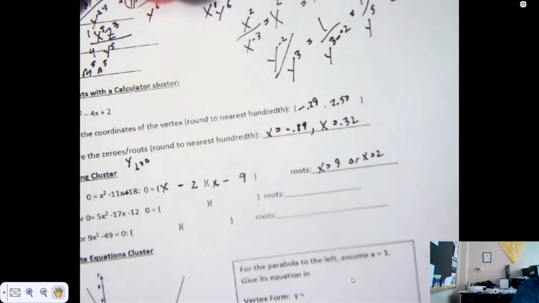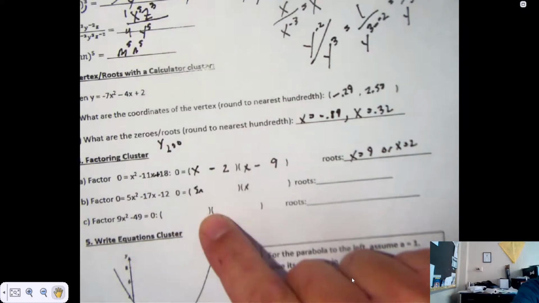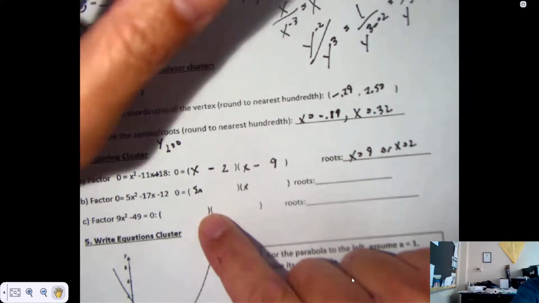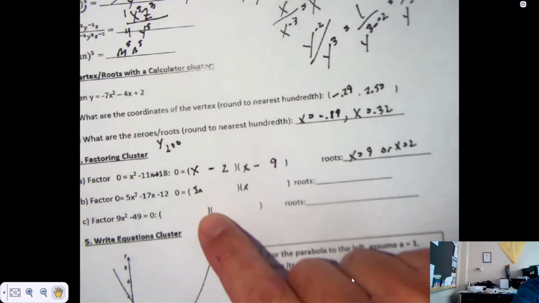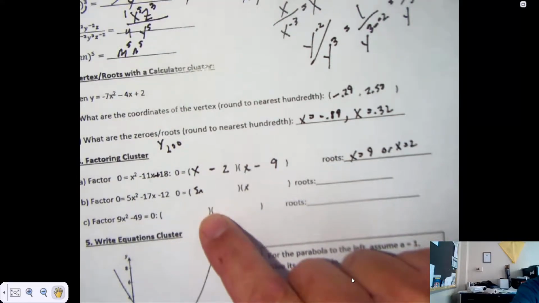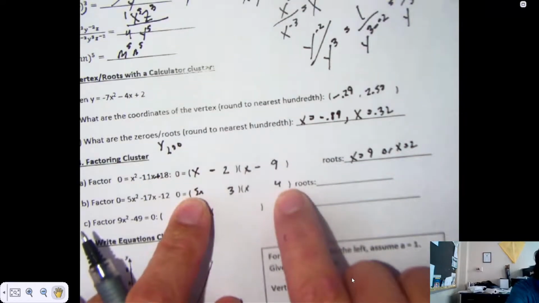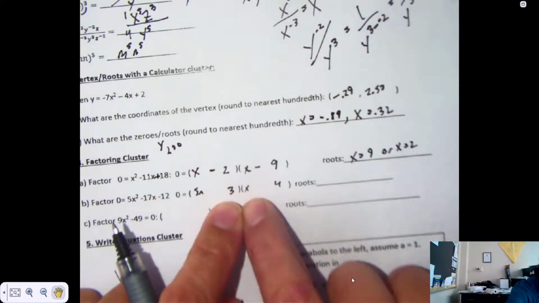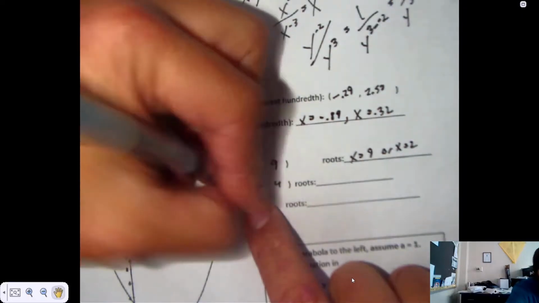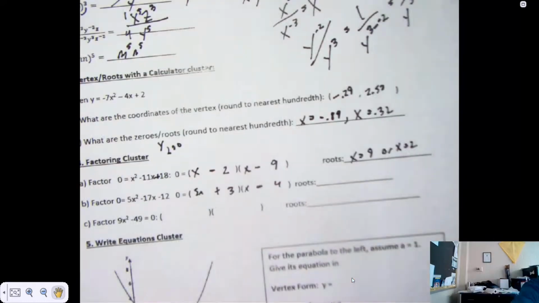Now, part B is not intended to be that bad. There's only one way to create a 5x squared: 5x times x. Factors of 12 are 3 and 4 all day long, or 2 and 6. It's probably going to be 3 and 4 somehow. If I link up the outside, I get 20. If I link up the inside, I get 3. I can get to a 17 with those numbers. If the 20 is negative and the 3 is positive, I'll get to a negative 17. That's how that guy factors.